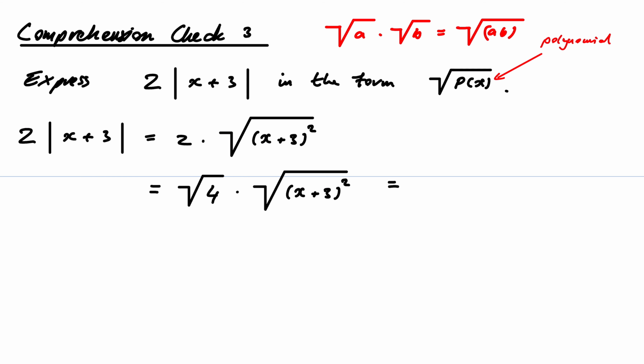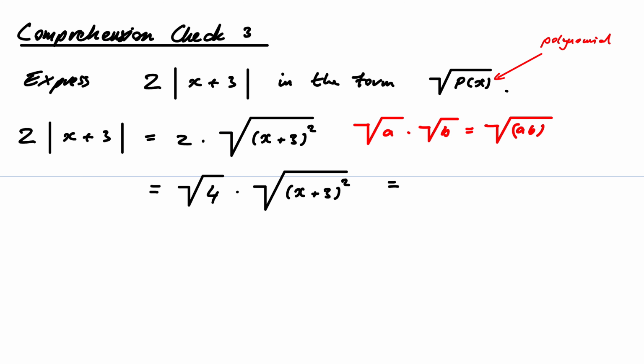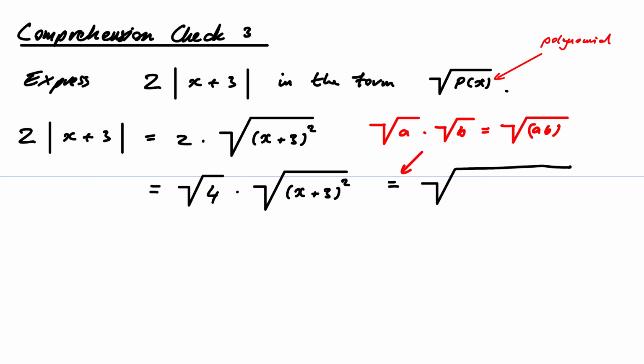So finally, what can I do? Well, I can invoke this result above. Let me just bring it down. I can invoke this to put everything together. And what would I have? I would have one square root expression. And what would it be? It would be nice and simple. It would just be 4 multiplied by x plus 3 all squared.